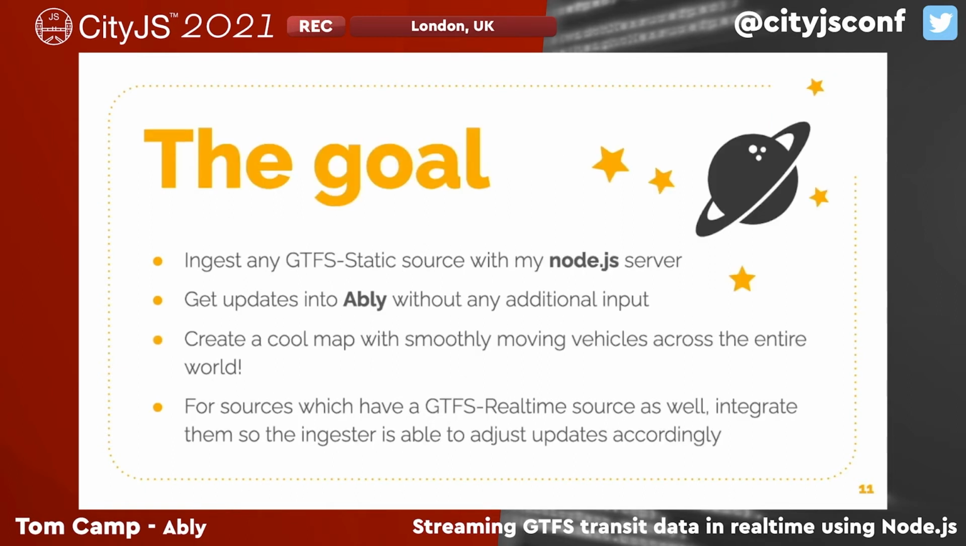But for now, what I'm going to be doing is making my own solution to this. Effectively, the goals are taking a static GTFS bit of data into a Node.js server, processing it in some way, which we'll go over, to publish updates into Ably, and then having our lovely map on the end, rendering these vehicles moving about. And in addition, as a bit of an improvement, making use of, where available, GTFS real-time data as well in order to make our maps even more accurate.